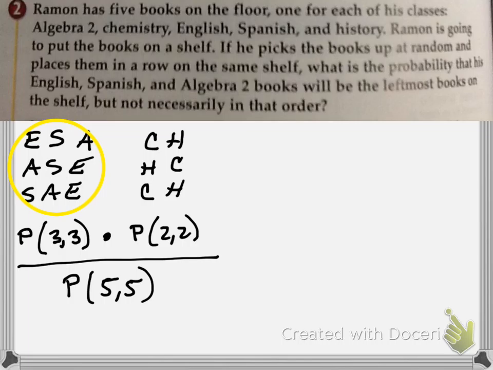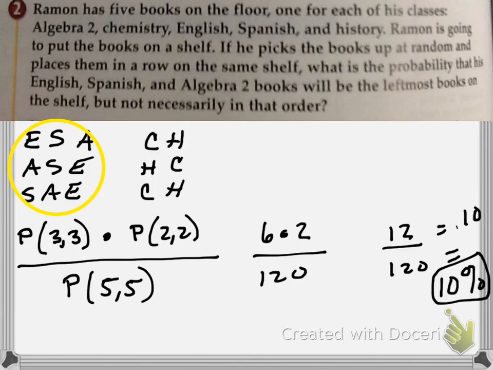So we took the ESA books, and we did a permutation because the order of the books matters. We did a permutation on CH, which really we didn't need to do because there's only 2 ways you could put 2 books on a shelf, over what we were doing in total. So that's your calculator problem right there. On top, you should get 12. And on bottom, you should get 120, which is 10%.